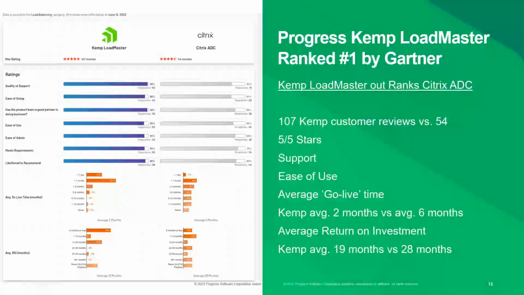Now, you've got a graph between the 2 months versus the average of 6 months, or the Kemp average of 19 months versus 28 months. Users actually rating the products. And what you see from this chart is that the Kemp LoadMaster is stellar in every single category.